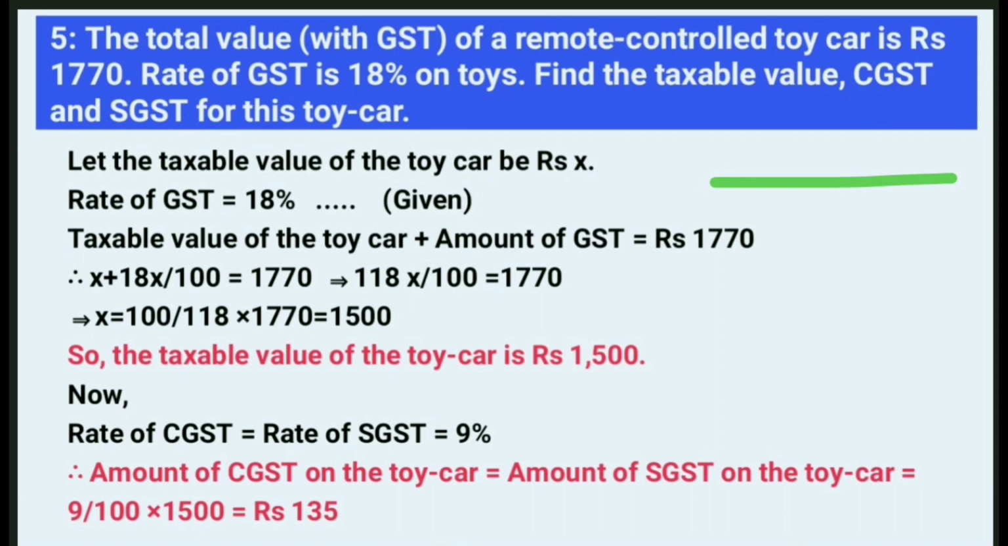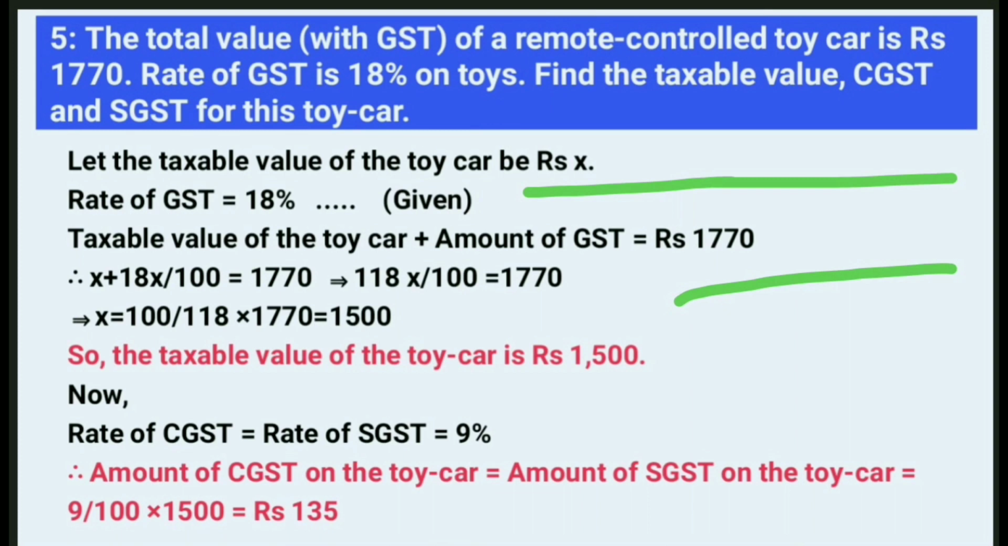So rate of GST is equal to 18%, that is given. Taxable value of the toy car plus amount of GST is equal to 1770, that is also given. Therefore X plus 18x divided by 100 is equal to 1770. Therefore 118x divided by 100 is equal to 1770.